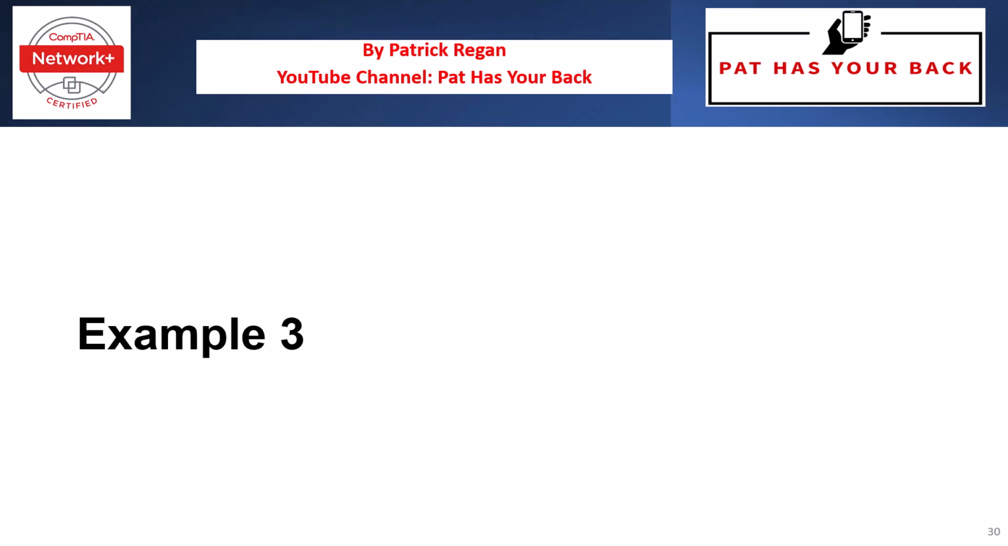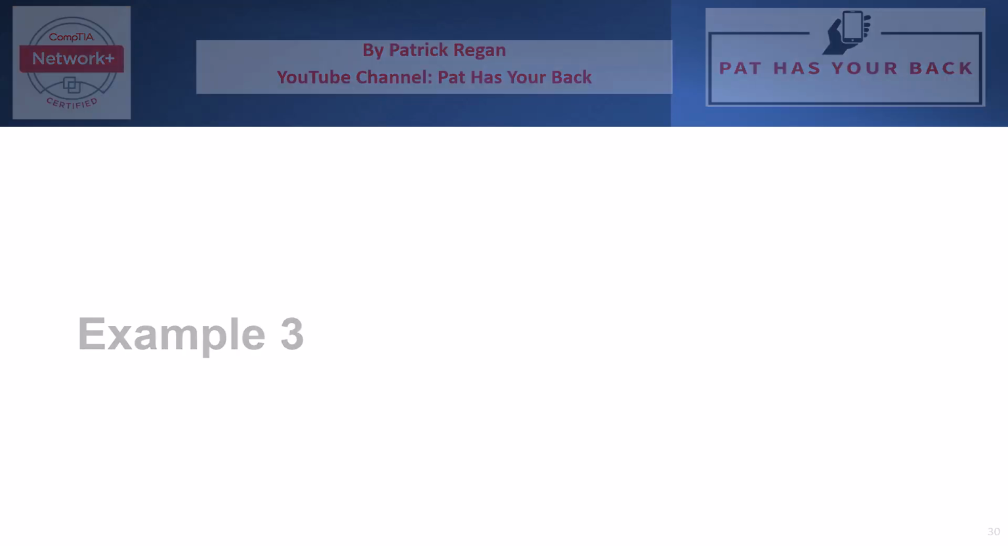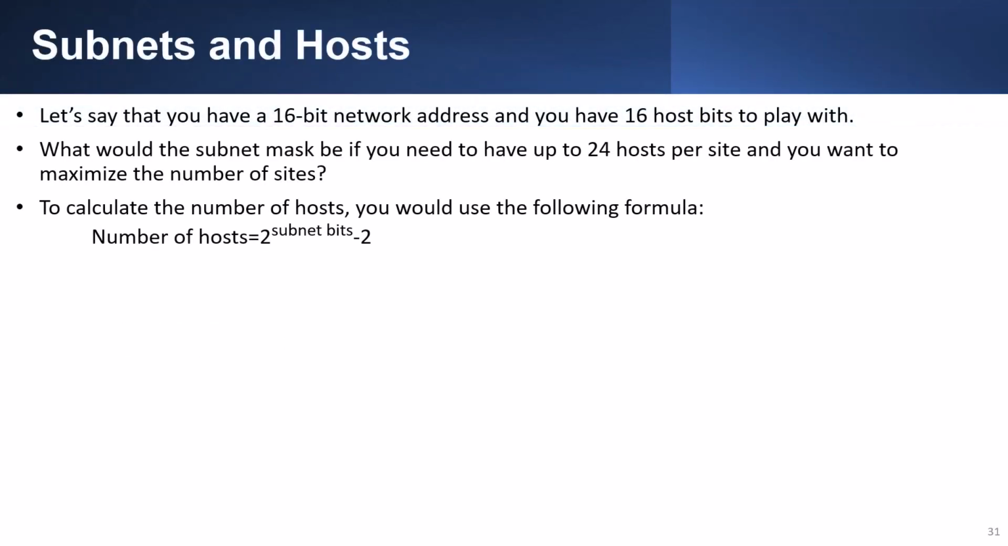Let's shift gears a little and look at examples on how to determine how to split out the subnet. Let's say that you have a 16-bit network address and you have 16 host bits to play with. What would the subnet mask be if you need to have up to 24 hosts per site and you want to maximize the number of sites?